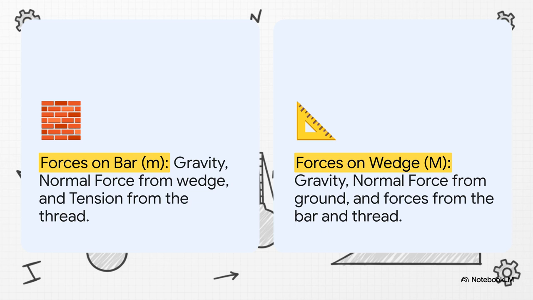But here's the crucial part. It also feels the forces from the bar. The bar pushes back on the wedge with an equal and opposite normal force. And the thread, because it's wrapped around that pulley, pulls the wedge horizontally.